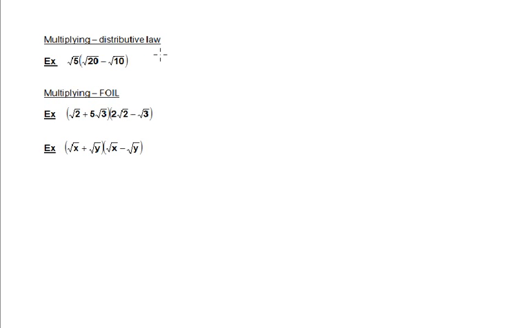Here are some simple examples of multiplying with radicals. So in the first example, we have a multiplier on the outside, the square root of 5, and we have two terms inside, so we will distribute the outside multiplier to each of the two terms. So the first term that I get is square root of 5 times square root of 20.